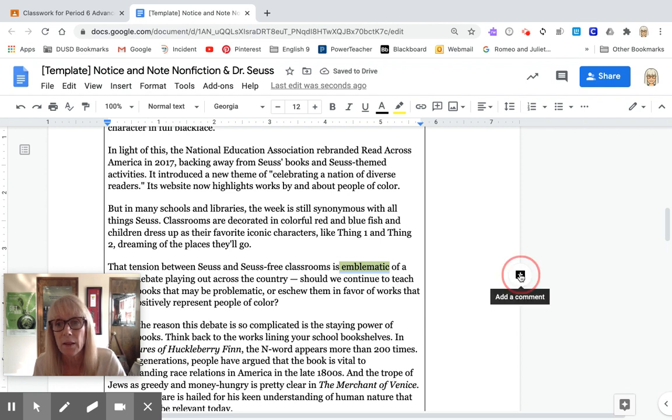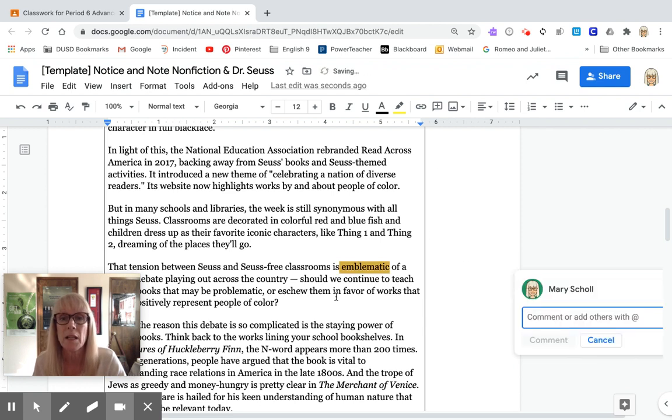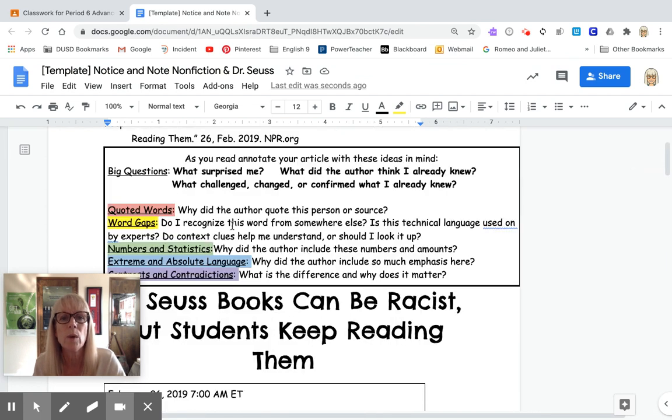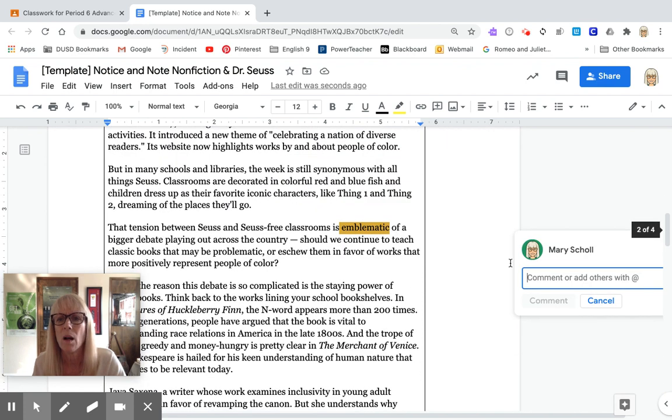And again, I click on the plus because I noticed the signpost and now I need to make a note about it. And I go back, what was the question? Do I recognize this word from somewhere else? So you can say, I don't know what this word means.